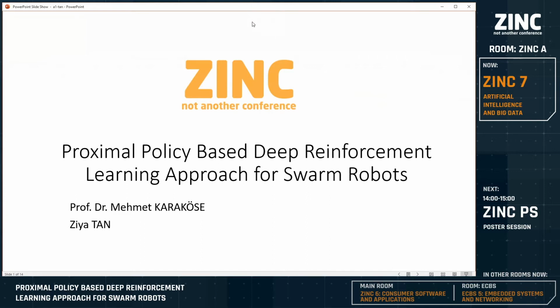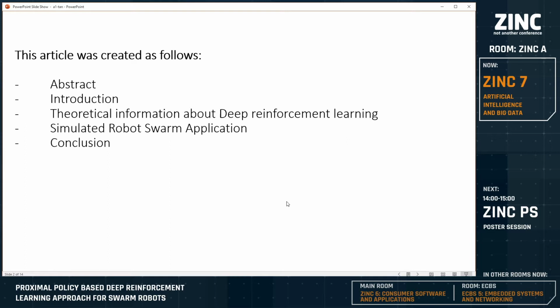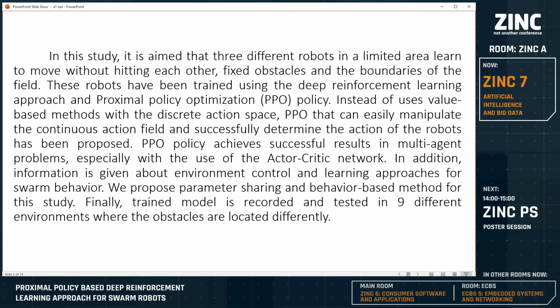We prepared this article with Professor Dr. Mehmet Karakose. Our article title is Proximal Policy-Based Deep Reinforcement Learning Approach for Swarm Robots. This article was created as follows: abstract, introduction, theoretical information about deep reinforcement learning, simulated robot swarm application, and conclusion.